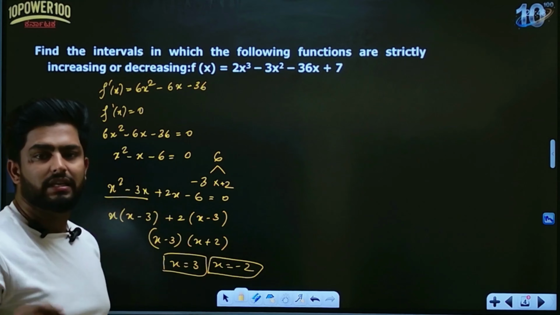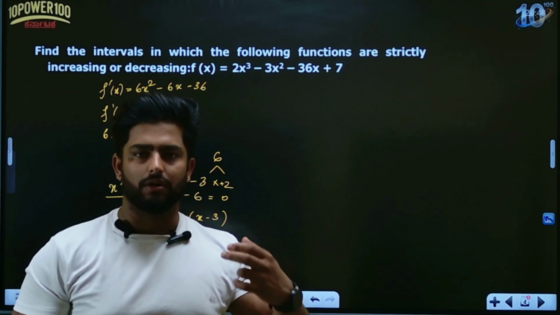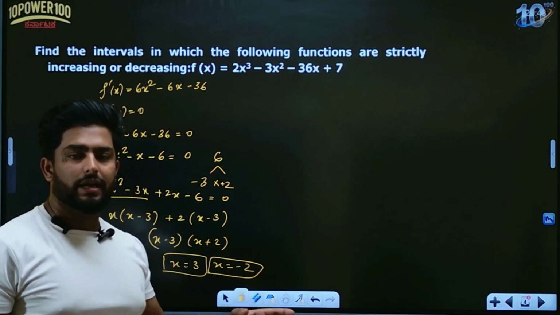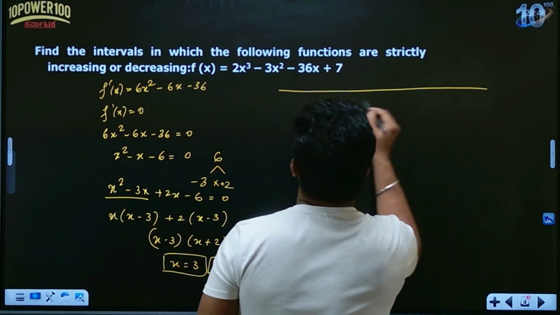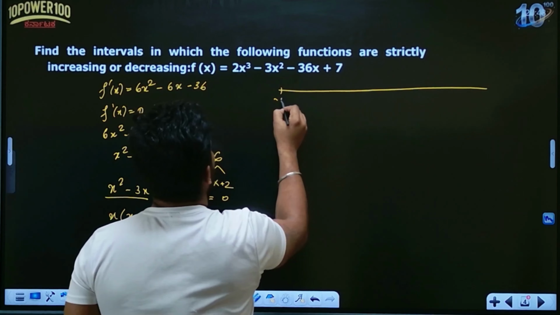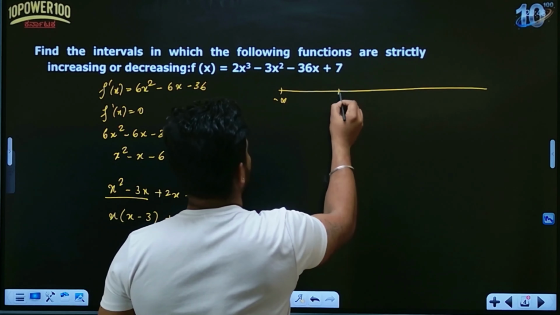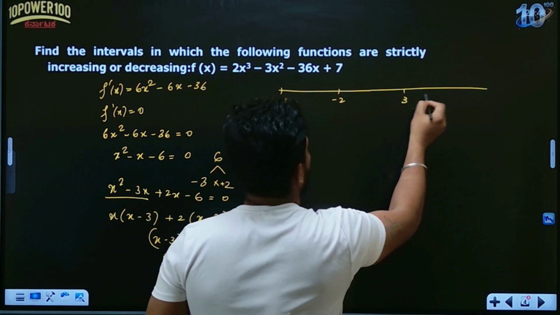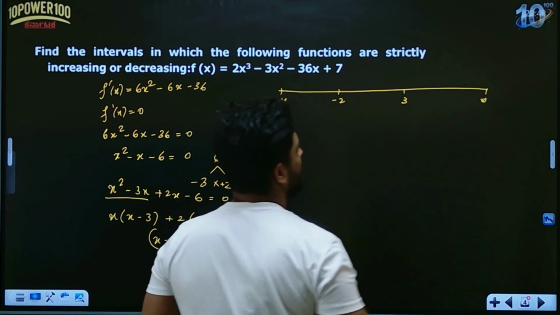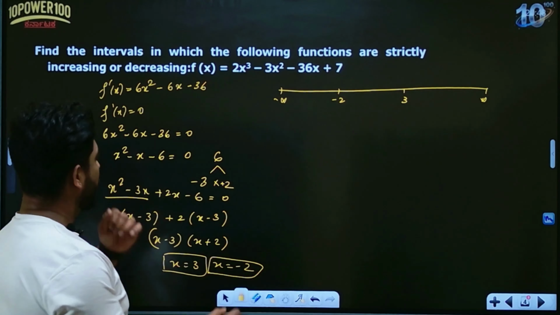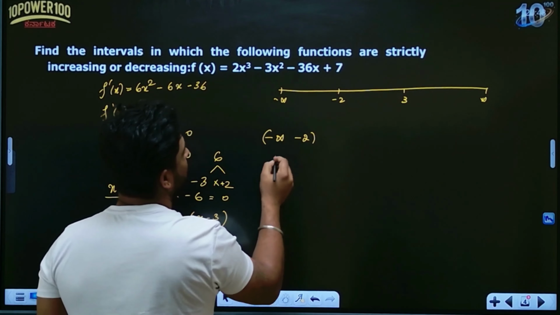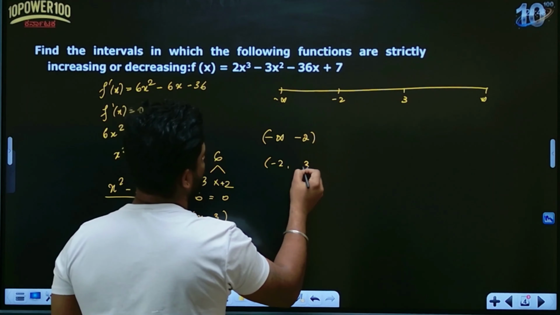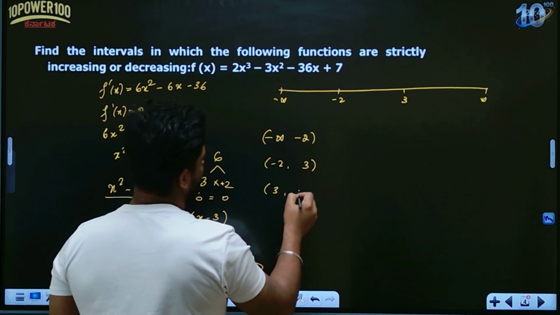So in the previous case, we got 1 critical point, so 2 regions came, right? Now we got 2 critical points, so 3 regions will come. So let's draw the number line. Minus infinity, this is minus 2 first, then 3, and then positive infinity. Okay? So write all of this: minus infinity to minus 2, then minus 2 to 3, and then 3 to infinity.